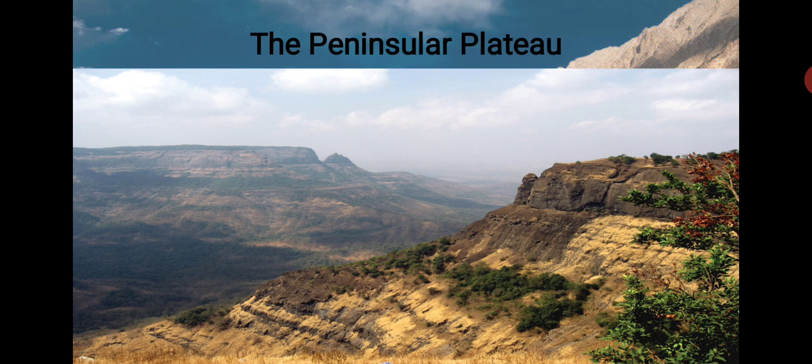And the important rivers of the Peninsular Plateau are Narmada, Tapi, Mahanadi, Godavari, Krishna and Kaveri. Of these, Narmada and Tapi are west-flowing rivers that drain into the Arabian Sea, while Mahanadi, Godavari, Krishna, and Kaveri are east-flowing rivers that drain into the Bay of Bengal. And you know, children, the plateau is rich in minerals such as coal and iron ore.